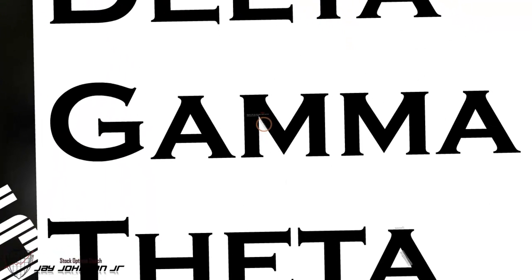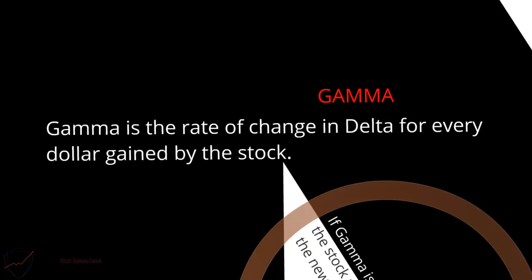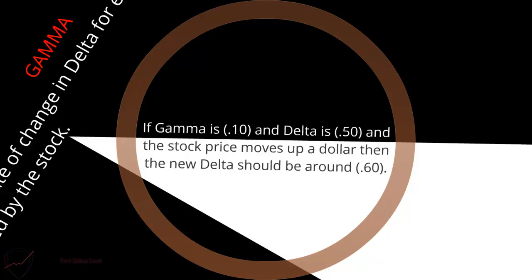Next, we're going to take a look at gamma. Gamma is the rate of change in delta for every dollar gained by the stock. So if gamma is 0.10 and delta is 0.50, and the stock price moves up $1, then the new delta should be around 0.60. And likewise, if gamma is 0.10 and delta is 0.50, and the stock moves down $1, then it'll take away from that delta. So that delta would then be 0.40.